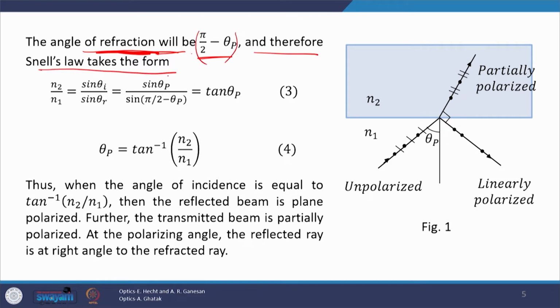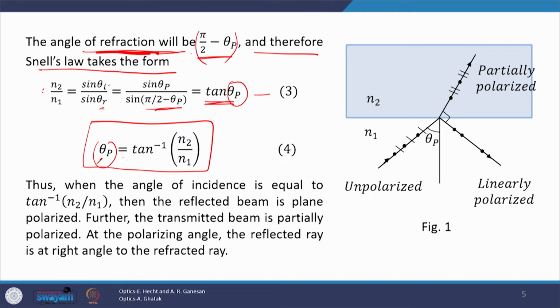I repeat, in this particular case, the angle of refraction would be pi by 2 minus theta p, and therefore, Snell's law takes the following form: n2 by n1 would be equal to sin theta I by sin theta r, but sin theta r is sin of pi by 2 minus theta p, which is nothing but cos theta p, and therefore, on the right hand side of equation 3 we will have tan theta p. From here we can calculate the value of theta p, which would be equal to tan inverse n2 by n1, and theta p is the Brewster angle. Okay. Thus, the angle of incidence is equal to tan inverse n2 by n1.